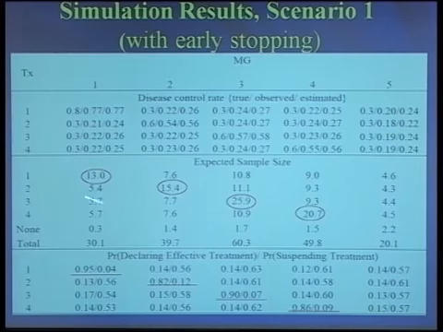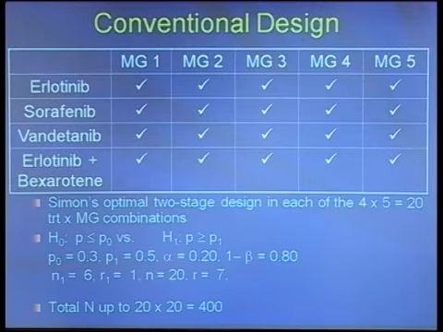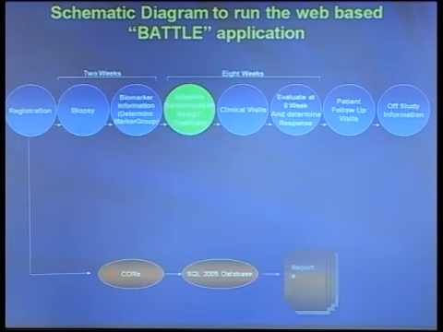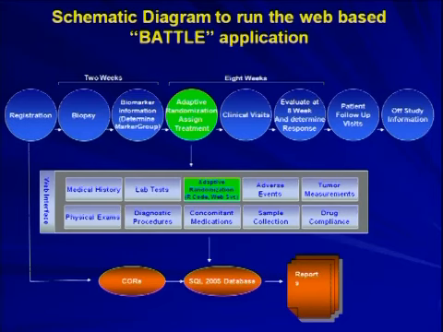Then we had more expected number of patients put into the effective treatment, as shown in the red circles, and the probability of declaring an effective treatment is high, and the probability of suspending that treatment-marker combination is low. Had we done the conventional design using Simon's two-stage design and treated each group separately, we would need 400 patients. This is just to show you that in order to run that trial, we need to have an infrastructure set up.